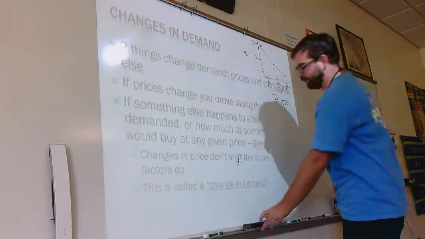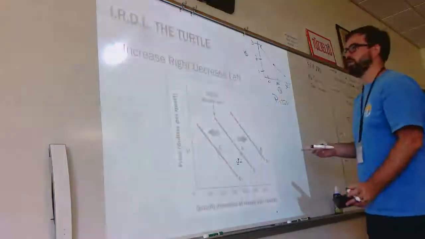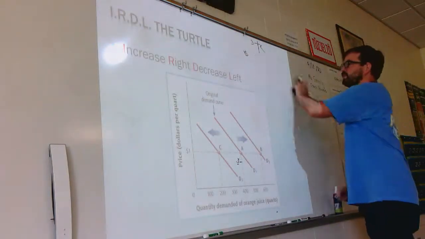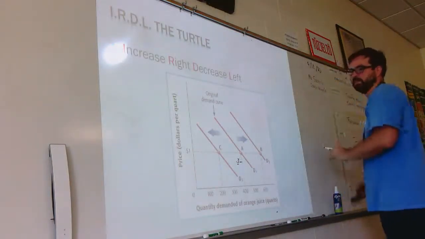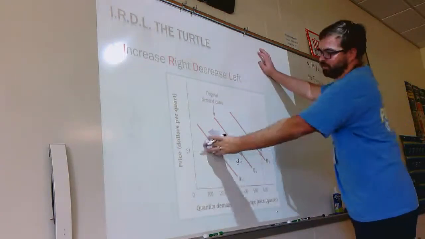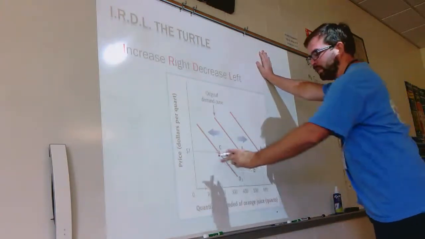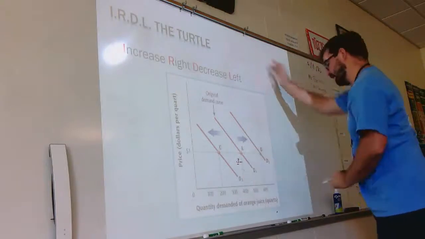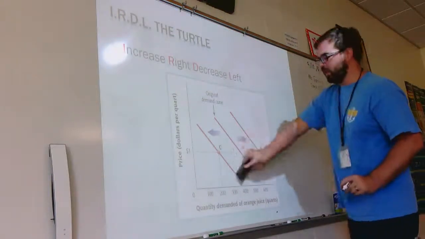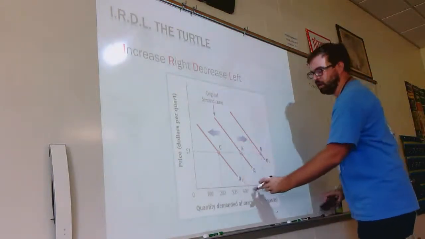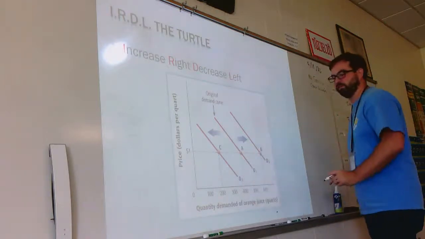So let's look at this example, but with orange juice now. Let's say that we're looking at the cost of a gallon of orange juice, and let's say that we start at curve A right here. Let's say that normally at $1, we're going to buy 400 gallons of orange juice.